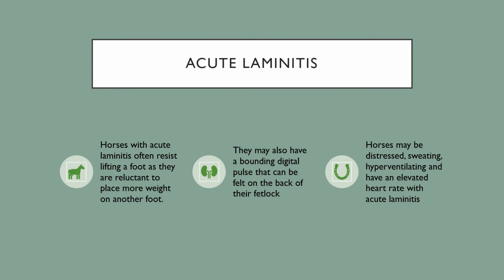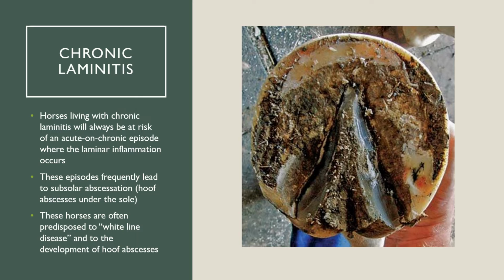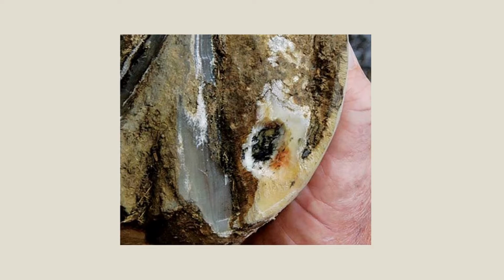Horses living with chronic laminitis will always be at risk of an acute episode where the laminar inflammation occurs. These episodes frequently lead to subsolar abscessation, which involves hoof abscesses under the sole. These horses are often predisposed to white line disease and to the development of hoof abscesses. In the image we can see a hoof abscess in the bottom right corner of the hoof. In this slide we can see a closer view of a hoof abscess.